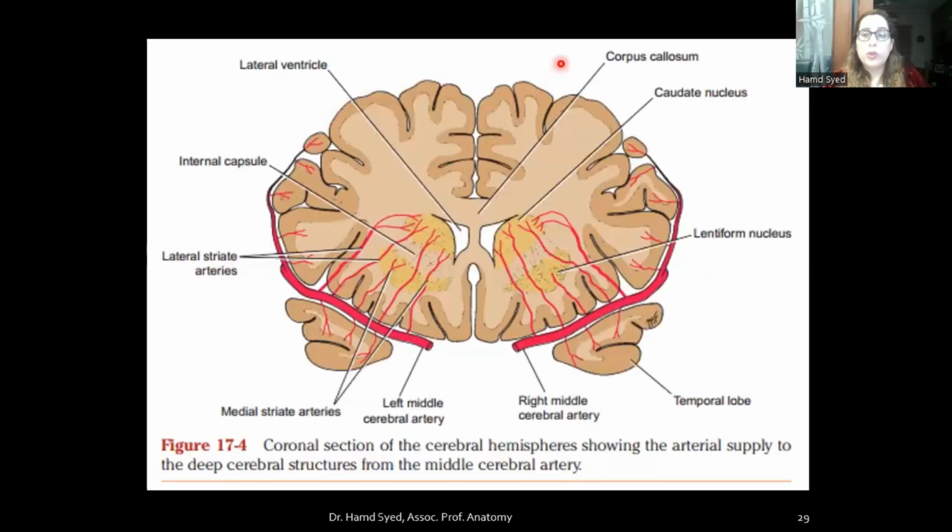Okay, so if we were to look at a coronal section of the cerebral hemispheres, then we would see that this here you can see is the middle cerebral artery. Its branches are entering the area of the basal ganglia, and these branches are known as the medial and lateral striate arteries. So these represent the central branches of the middle cerebral artery.